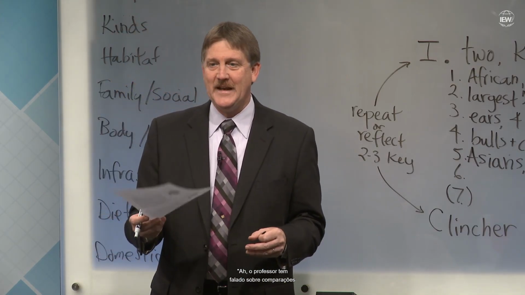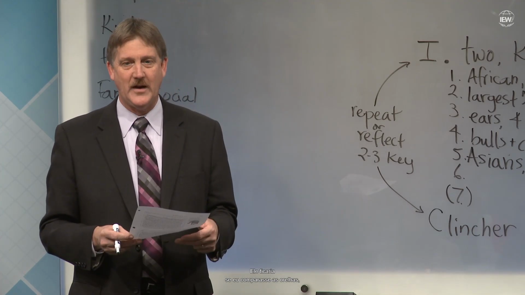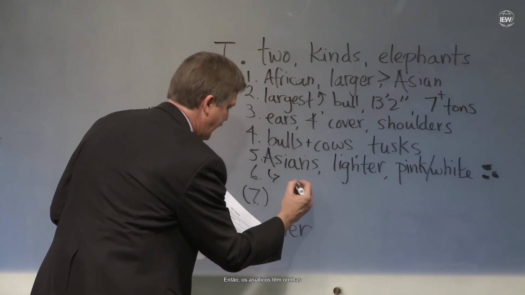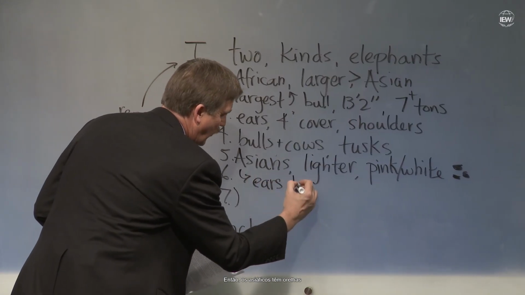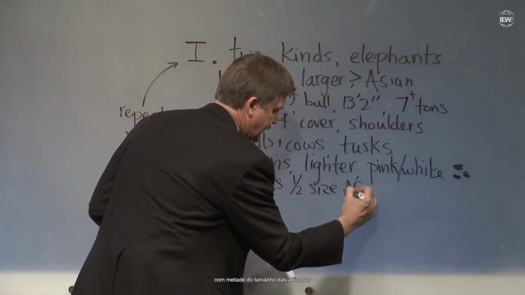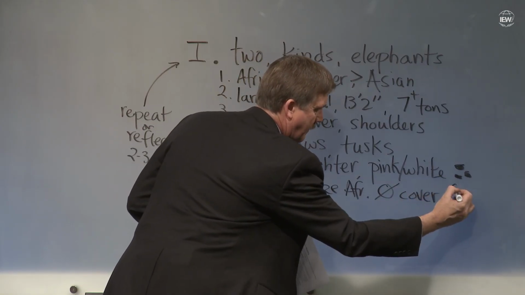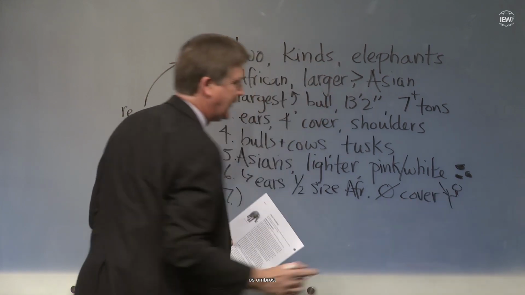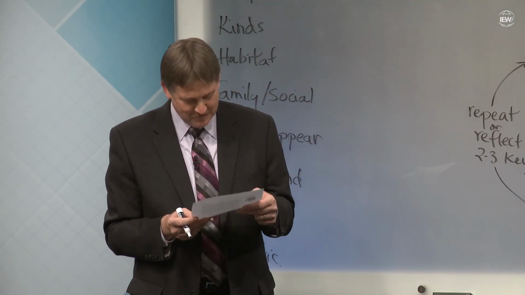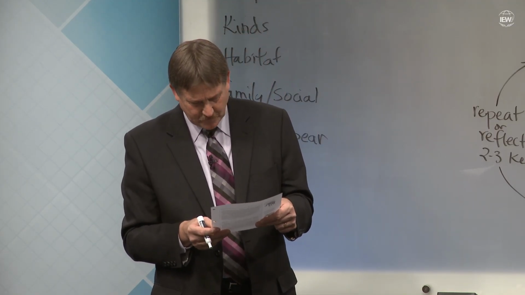Oh, that teacher. He's been talking about compare and contrast. I bet he would be very impressed if I compare the ears. Do you think? So Asians have ears 1/2 size of the Africans and do not cover the shoulders. I'm getting handy with my symbols there. All right, need 1 more fact and we can be done with it.